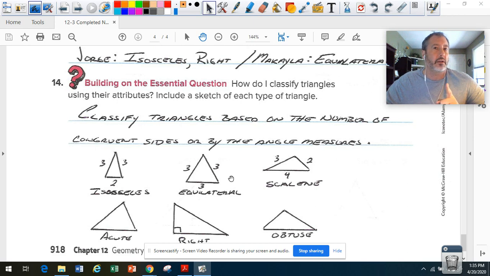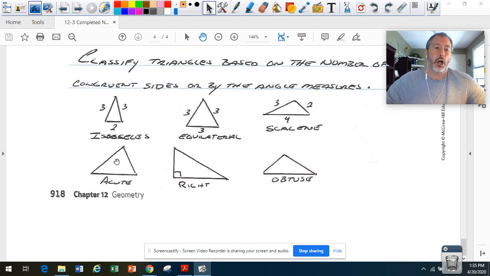And we also know that all the angles are what? 60 degrees. Very good. We've got our scalene. All sides are different here. I got 3, I got 2, I got 4. Then finally down here, according to the angles, the acute triangle means all the angles are acute. The right triangle means one angle is 90 degrees. The other two angles are acute angles. And then finally, we have the obtuse triangle, where one angle is obtuse. Looks like this is the obtuse one here. The other two angles here are acute.